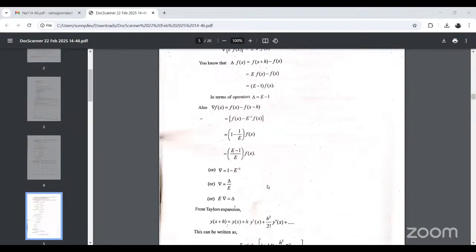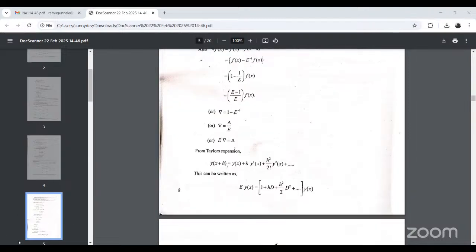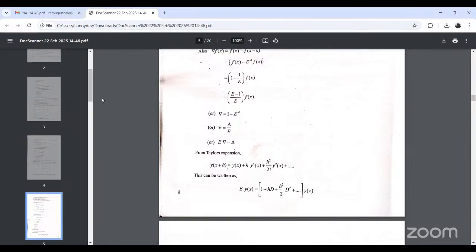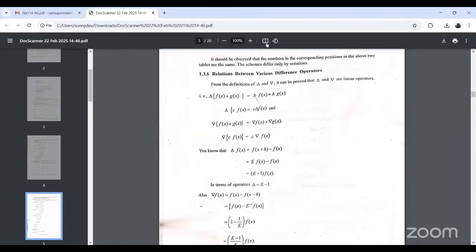And next, nabla. Before that is delta, no? Now we are going to see the nabla.